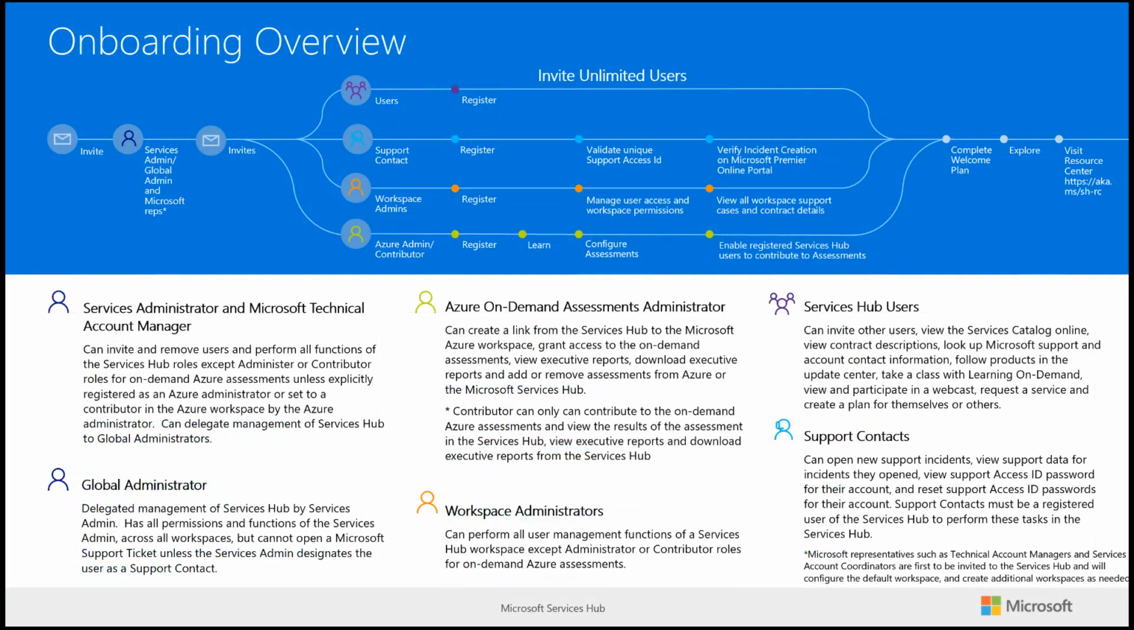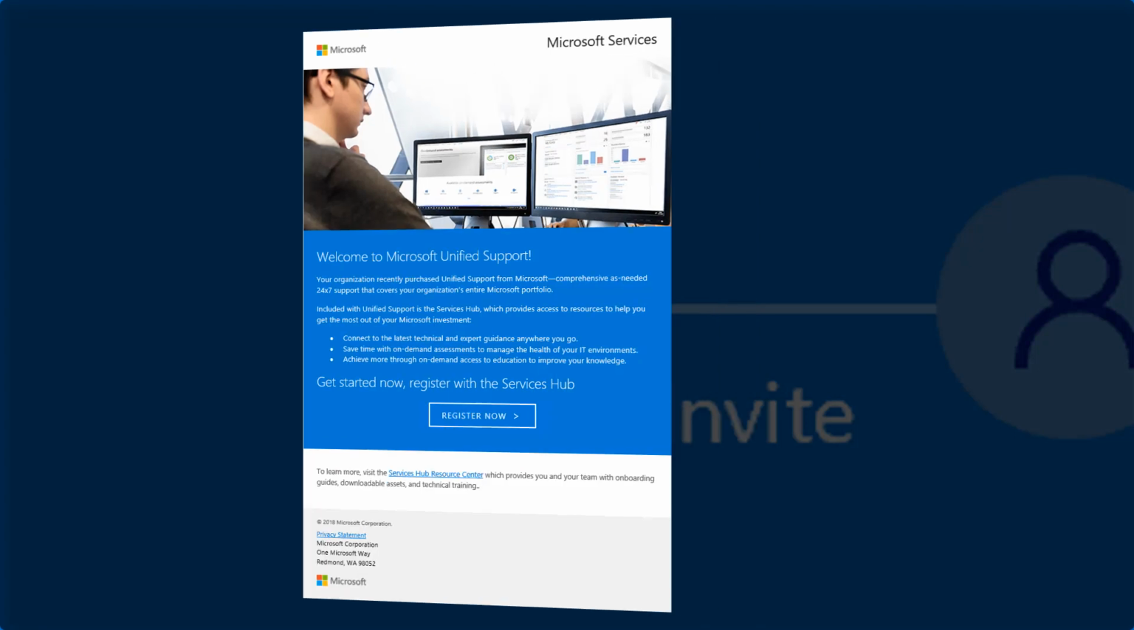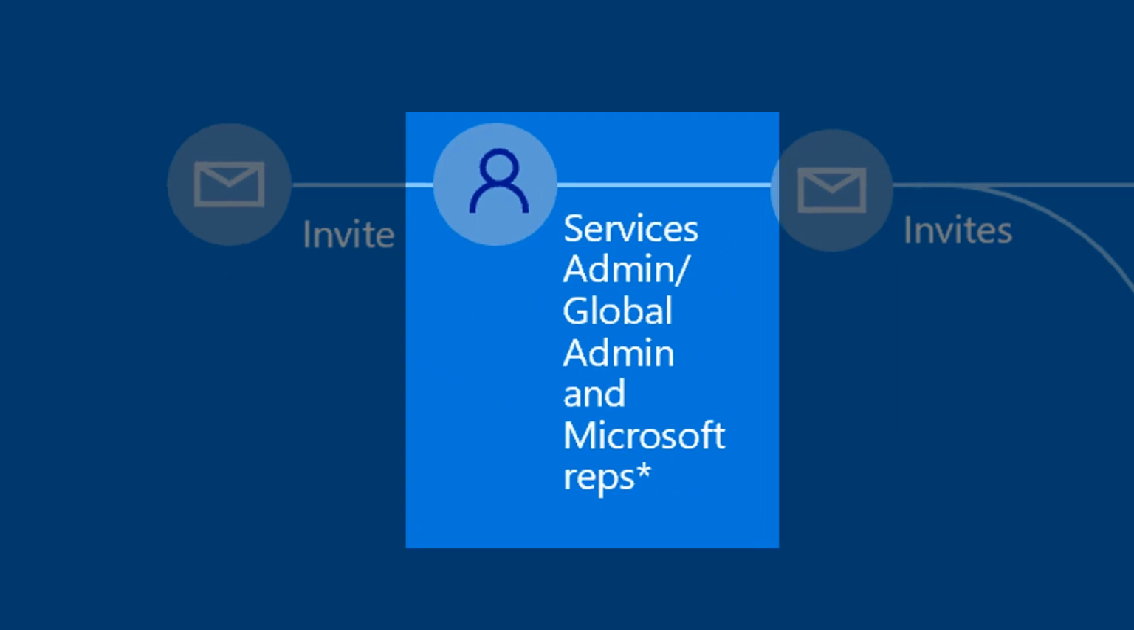The Services Hub onboarding starts when your organization signs up for a Microsoft support contract that includes Services Hub as an offering. Once the contract is complete, Services Hub sends an invitation to the Customer Services Manager listed in the contract, asking them to register and log in to Services Hub. This user is referred to as the Services Administrator.